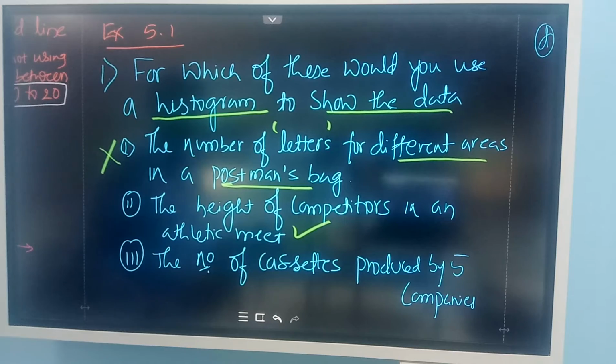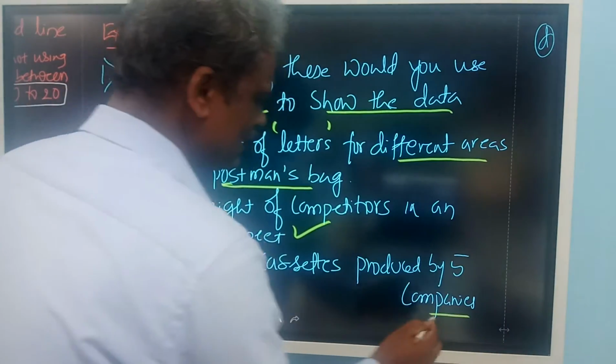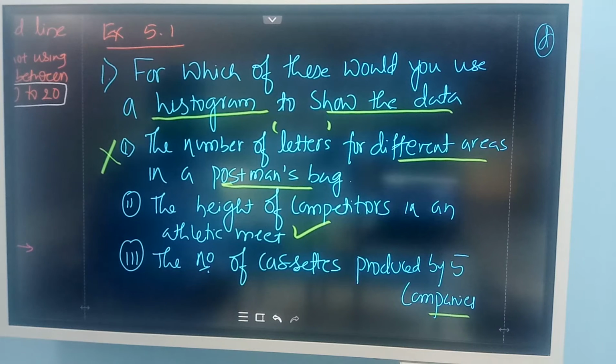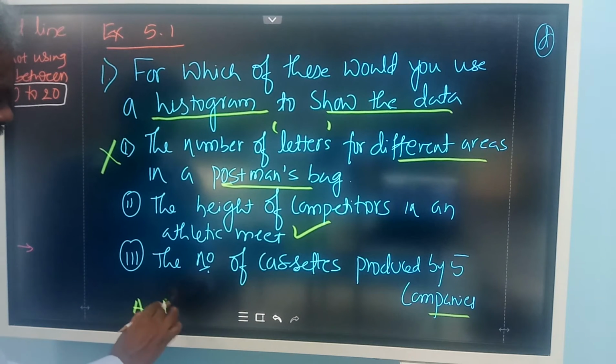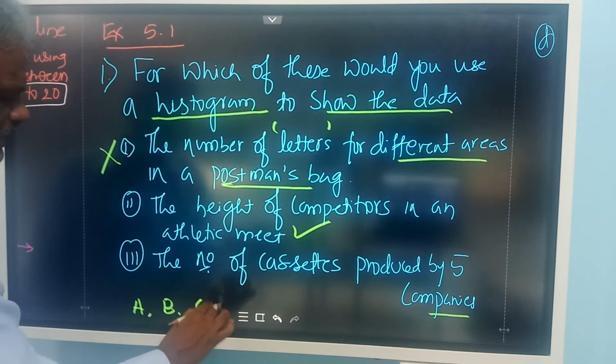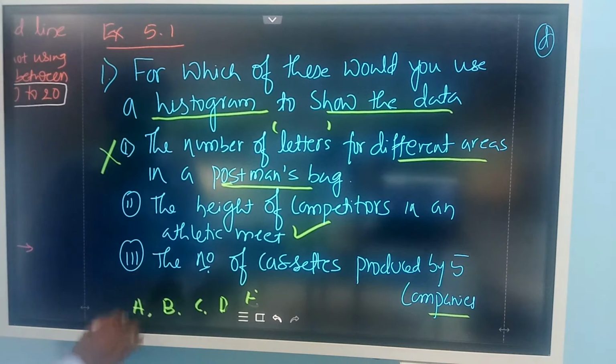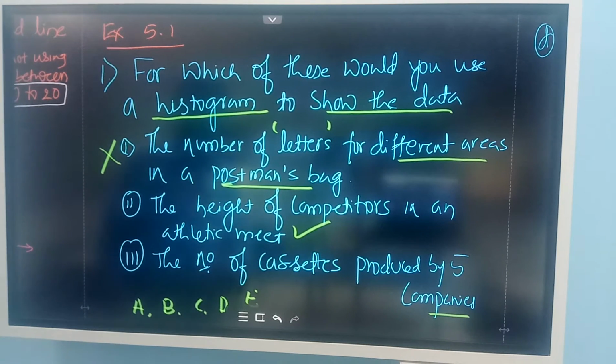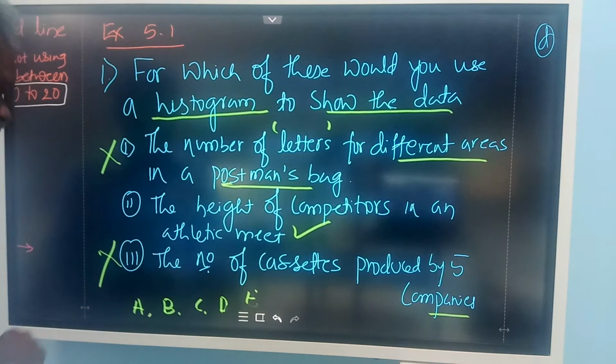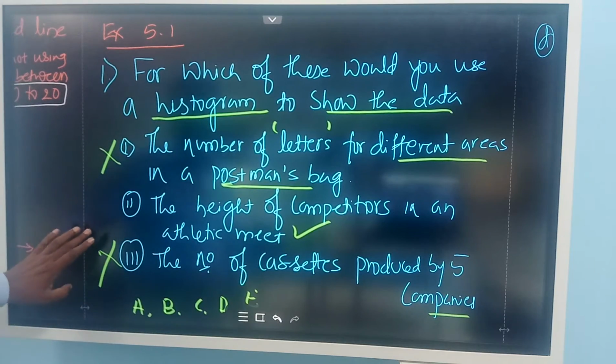Now let us come to another one. The number of cassettes produced by 5 companies. Here only 5 companies: company A, company B, company C, company D, company E. For company A, how many cassettes do they produce? So it is coming for individual companies. We are not able to group this. Companies cannot be grouped here. So therefore we are taking a bar graph. For every company we are representing one rectangular bar. So this is not represented using histogram. We use only bar graph for this third one.